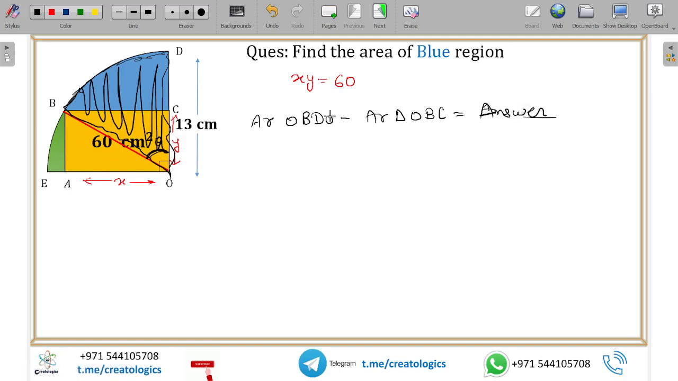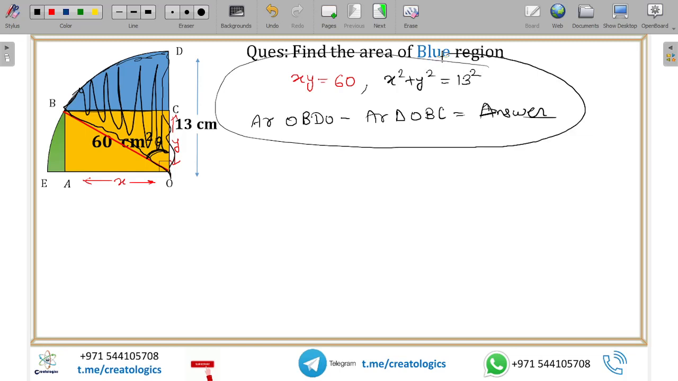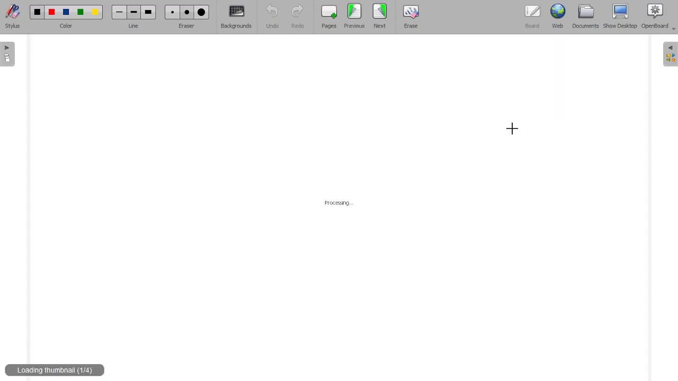So what we need to do: if I join OB, then I can use the Pythagoras theorem in the triangle OBC, right? So I can say that x squared plus y squared is equal to 13 squared. These are the pieces of information that we have, and I am also writing what we need to calculate here. Okay, so let us start solving this question.